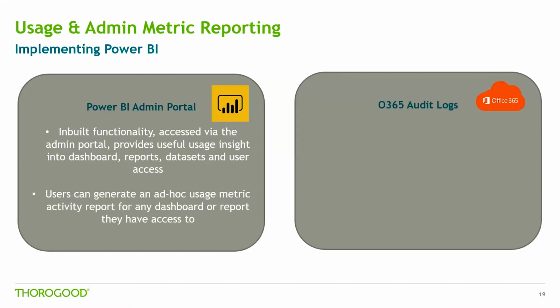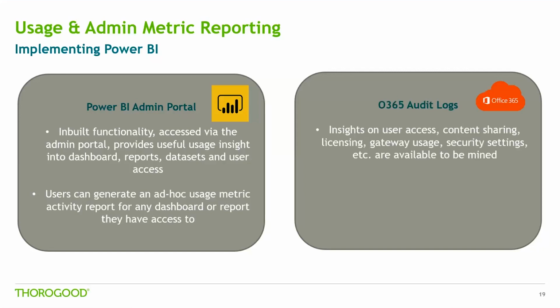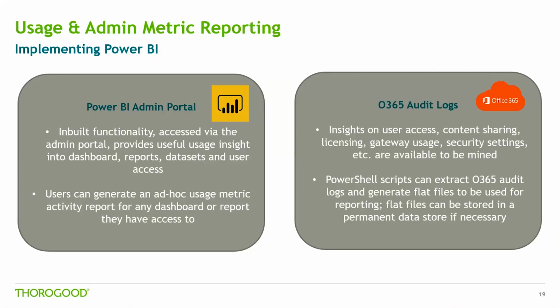Something a bit more technical, a bit deeper, is leveraging Office 365 audit logs, and obviously this is predicated on having Office 365. Here we're able to get information about user access, content sharing, licensing, gateway usage, all these different things that Office 365 captures, and leverage those specifically for Power BI metrics. It can be really valuable to see pro users that aren't using their license effectively or at all, who's sharing a ton of content, and whether we have some security risks out there. The approach at the moment is to build PowerShell scripts to extract Office 365 audit data. You can also think about Microsoft Graph API, which is up and coming. Then that information can be stored in a data mart or something like that and reported off of.